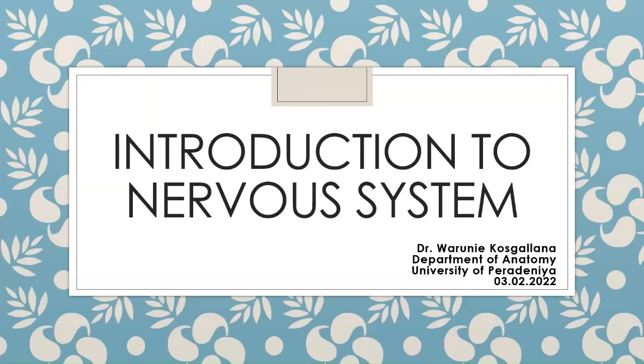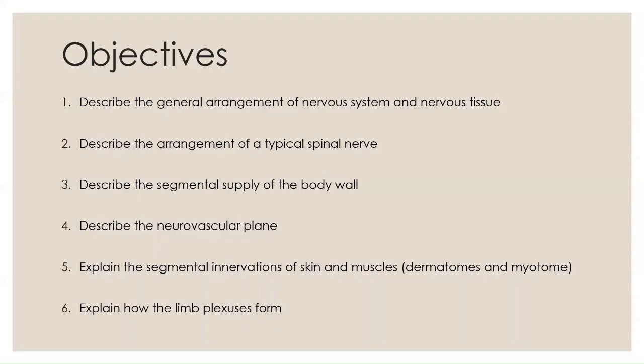So today's lesson is Introduction to the Nervous System. First, if we look at the objectives, we have to learn to describe the general arrangement of the nervous system and nervous tissue, describe the arrangement of a typical spinal nerve, describe the segmental supply of the body wall, describe the neurovascular plane, explain the segmental innervation of the skin and muscles, that's the dermatomes and the myotomes, and explain how limb plexuses form.